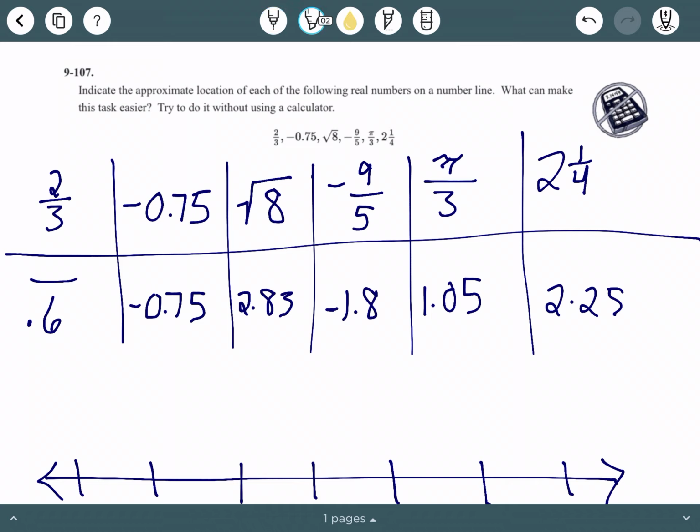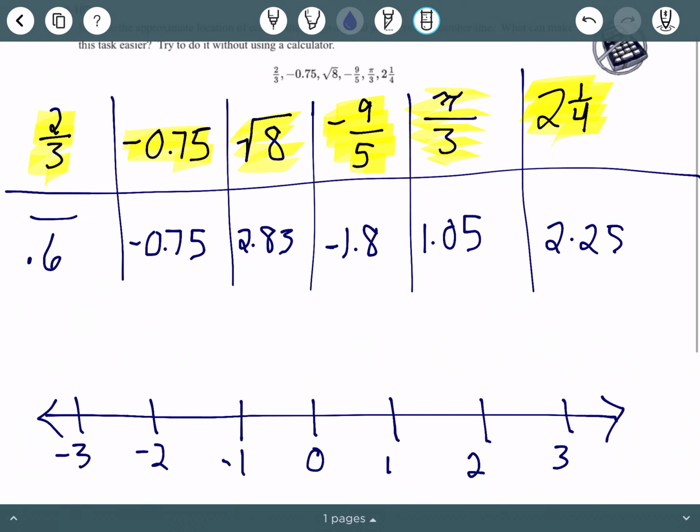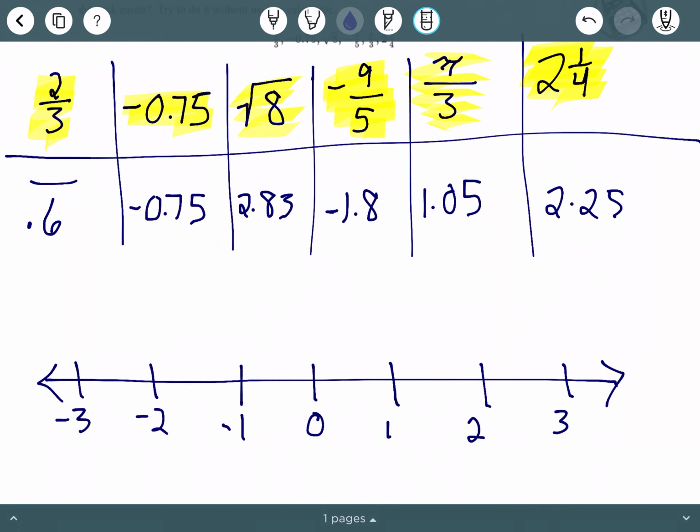So you do want to use the original number for plotting on the line. You aren't going to use the decimal equivalent. You want to write the actual number that was given. So let's take a look here. 2/3. Okay, the equivalent is 0.6, and it is positive, so that's going to be a little bit more than halfway to 1. So we'll put that right here.